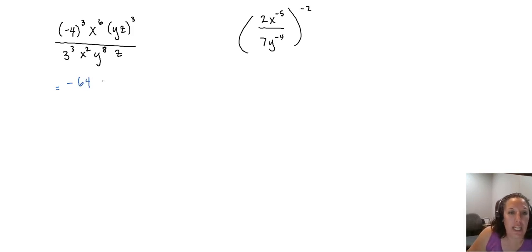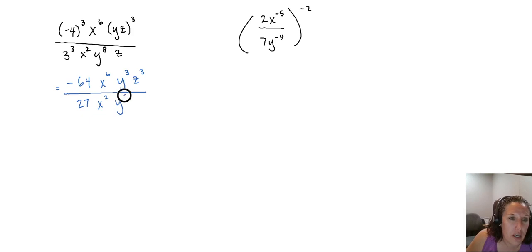Not a whole lot we can do with that x to the 6, so I'm just going to leave that for a minute. We have yz cubed, so that means we can split that up. That's multiplied together, so we can write it as y cubed times z cubed. And then in the denominator, we have 3 cubed. 3 cubed is 27. And then we can just write the rest of it. Nothing's going to simplify in the denominator. We're going to have an x squared, y to the 8th, and z.